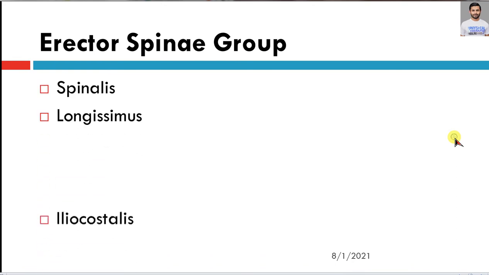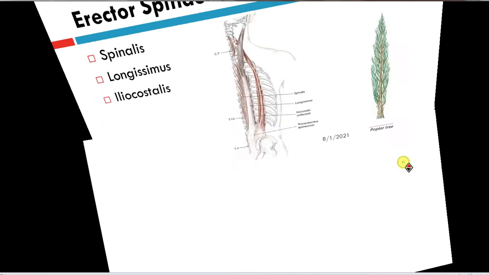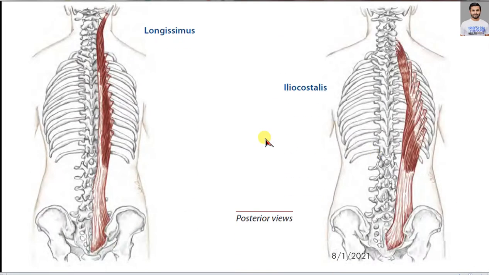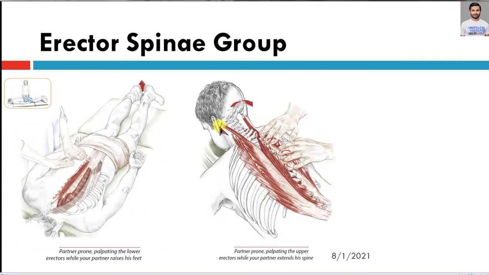Then the erector spinae group of muscles are the spinalis, the longissimus, and iliocostalis. Here you can see the most lateral are the iliocostalis, then medial to them are the longissimus, and then medial to them are the multifidus and other group of muscles.